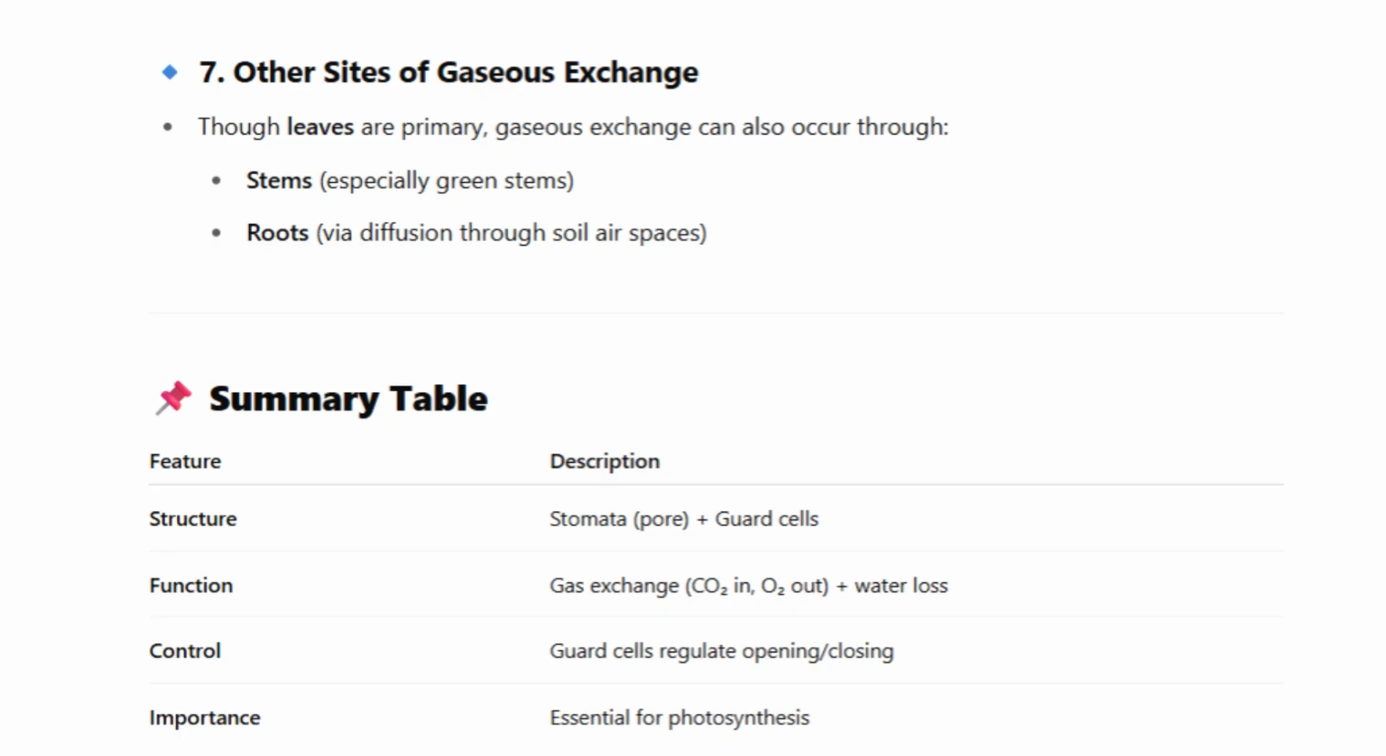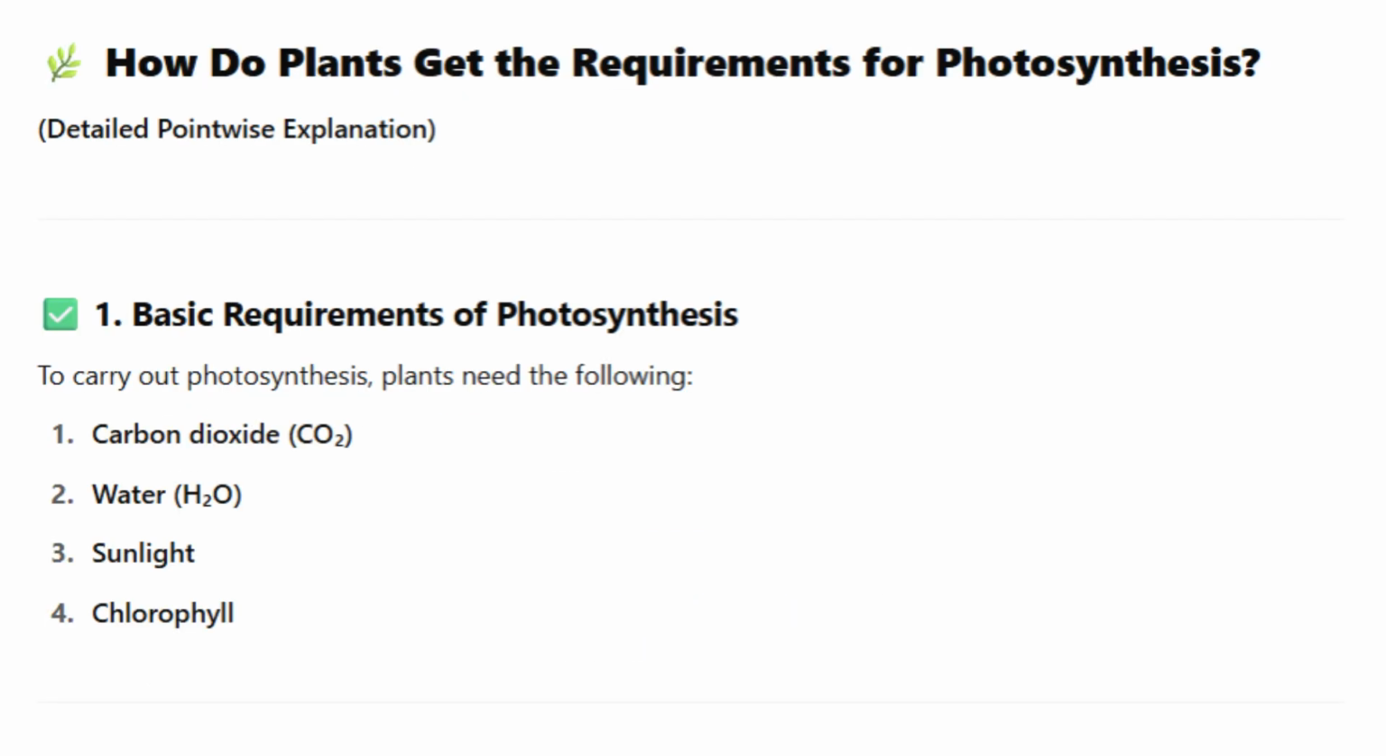Summary table. Feature description. Structure: stomata, pore, plus guard cells. Function: gas exchange, CO2 in, O2 out, plus water loss. Control: guard cells regulate opening and closing. Importance: essential for photosynthesis. How do plants get the requirements for photosynthesis?